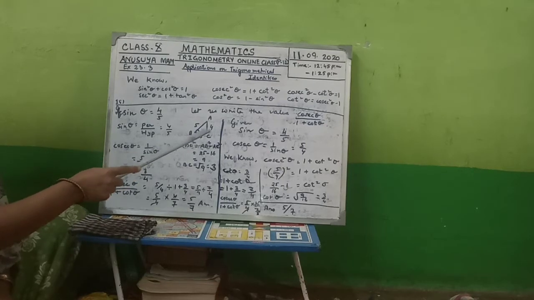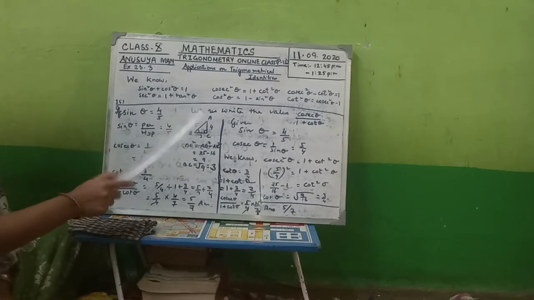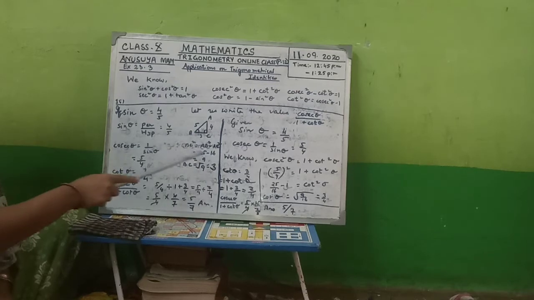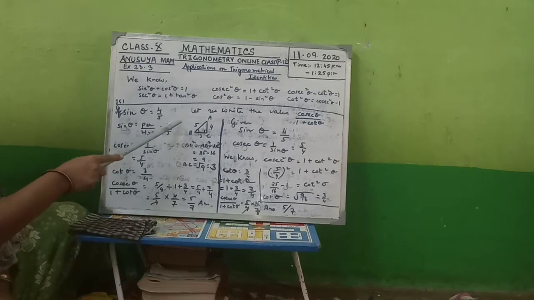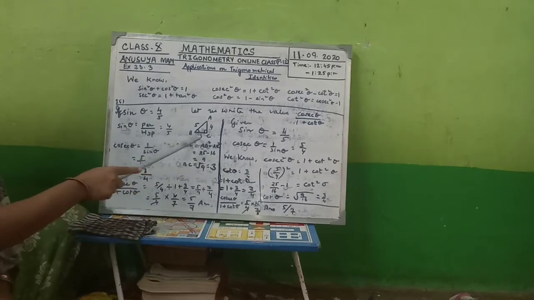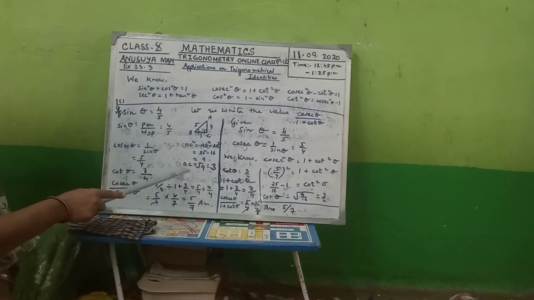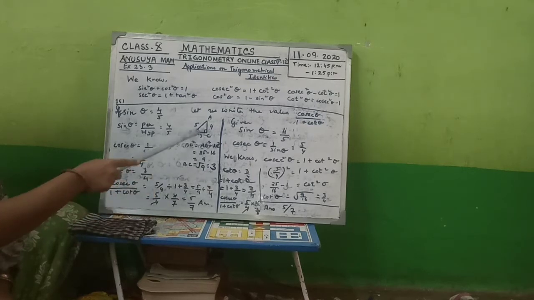Then what is the base? Base square is hypotenuse square minus perpendicular square. That is AB square minus AC square. That is 25, because the hypotenuse is 5 square. And the perpendicular is 4 square, that is 16. 25 minus 16 is 9. BC square is equal to 9. Then what is BC? Root over 9, that is 3. So from this triangle we got the base as 3.